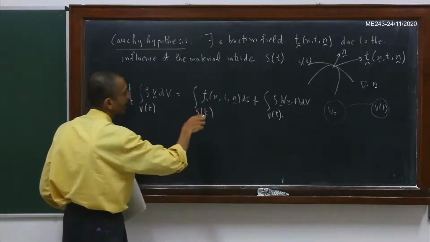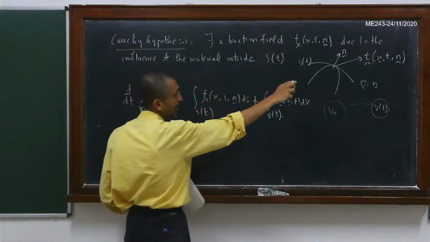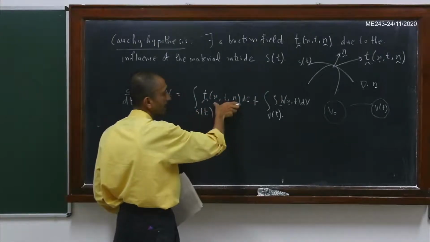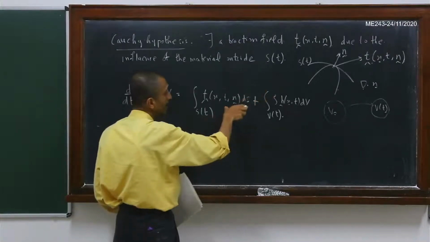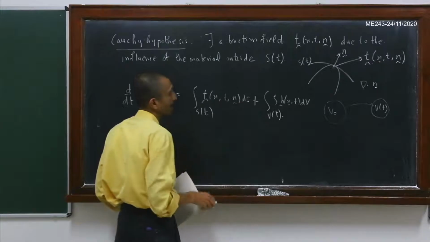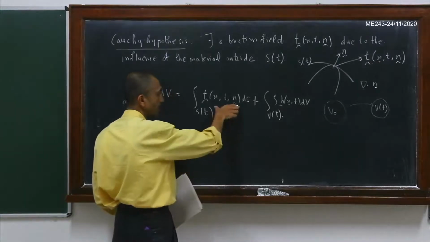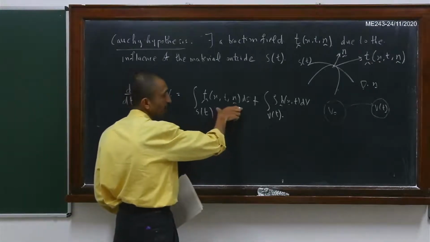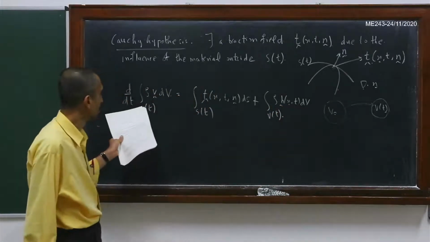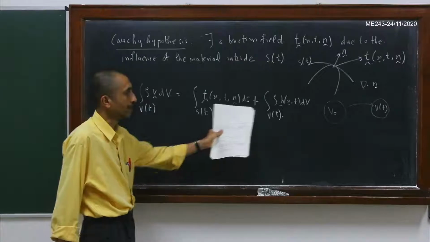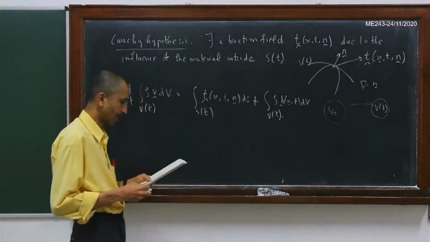And then we saw that t of x, t, n times ds gives us the total force on an element that is acting on this element ds. And then when you integrate it over the entire surface, that gives you the total surface force. And then similarly, this gives us the total body force. So the rate of change of linear momentum is equal to the sum of the forces. So that is the statement.